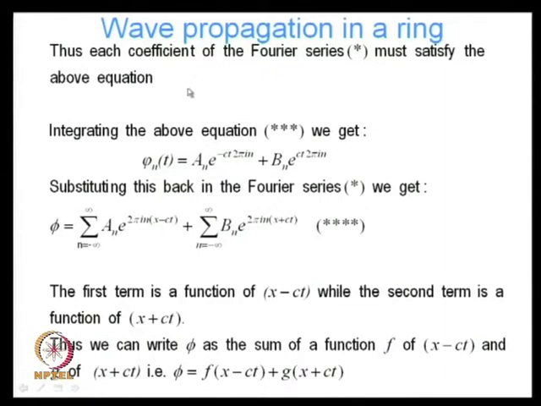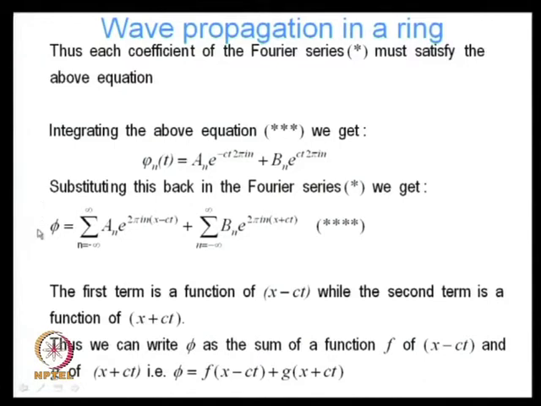Substituting this expression for φ_n, which we got after solving the initial value problem, back in the Fourier series, everything is now known: the coefficients and the eigenfunctions. So we have a complete solution for the wave equation for the ring. Now, if we look at this solution, φ is equal to a_n e^(2πin(x − ct)) plus this term.